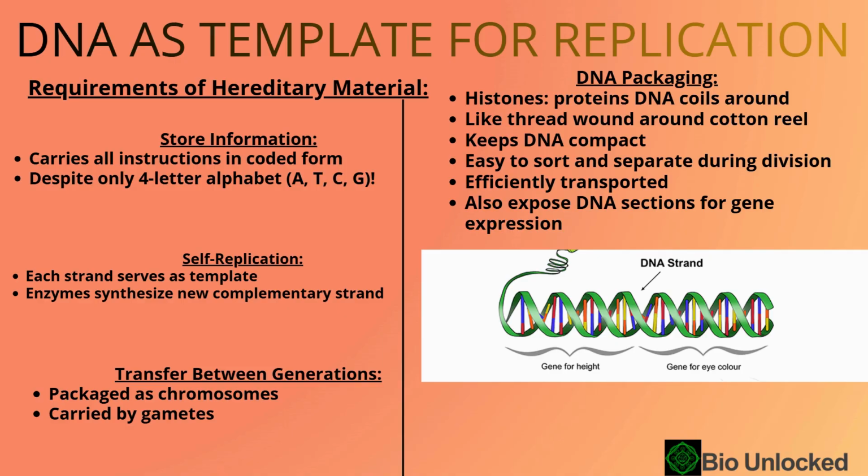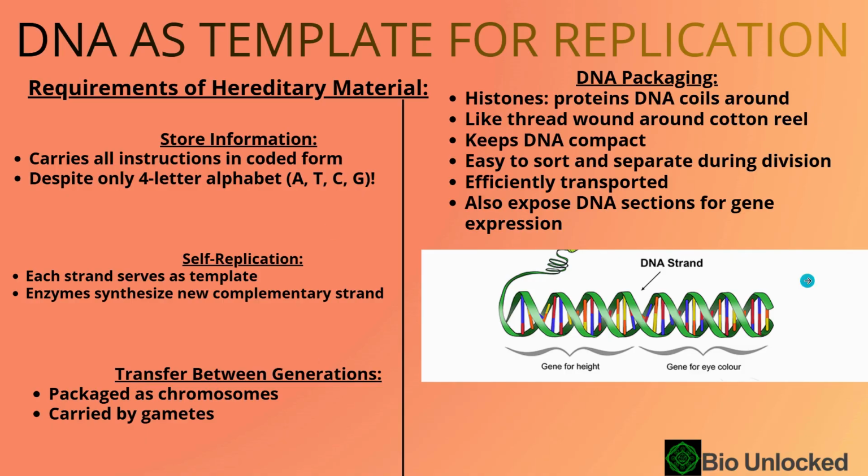Like I said before, the DNA coils around these proteins called histones, sort of like thread wound around a cotton reel. This holds long DNA threads compactly, so DNA is easy to sort and separate during cell division, and efficiently transported between generations. Histones also play a role in exposing DNA sections so genes can be expressed.